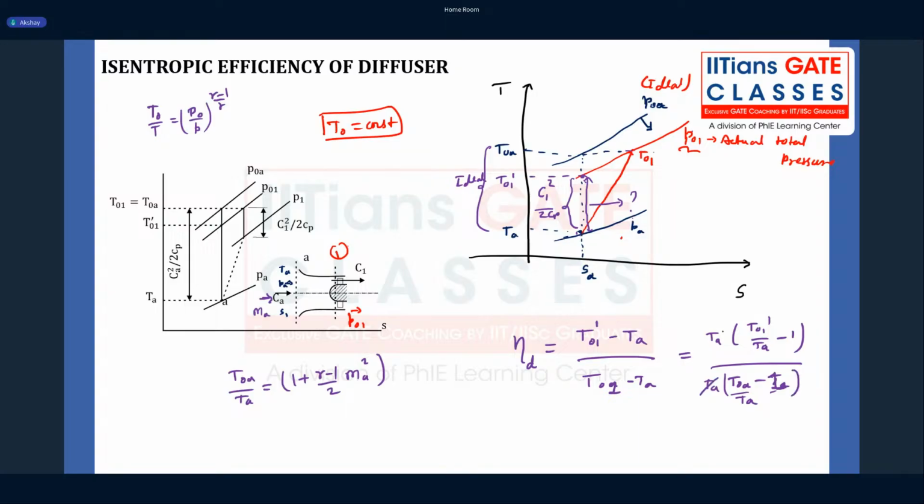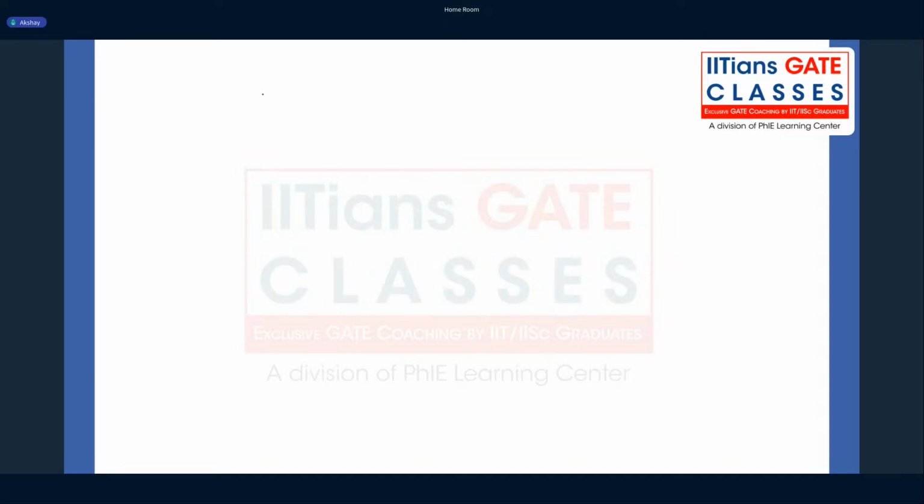So TA cancelled. This one I am writing in terms of pressure ratio, and this one in terms of Mach number. If I go to the next page, I can write the efficiency of a diffuser as P naught 1 divided by PA to the power of gamma minus 1 by gamma, minus 1, divided by gamma minus 1 by 2 times MA square. Right? So this is what we end up with as the definition.